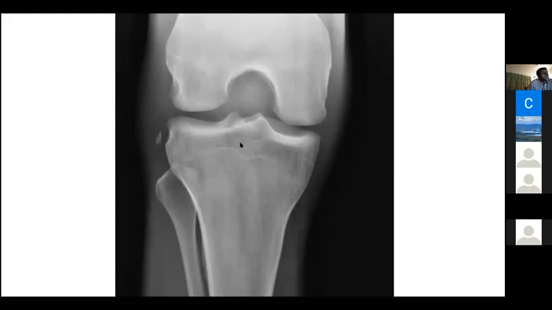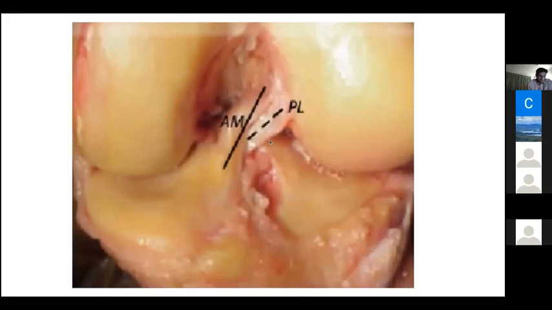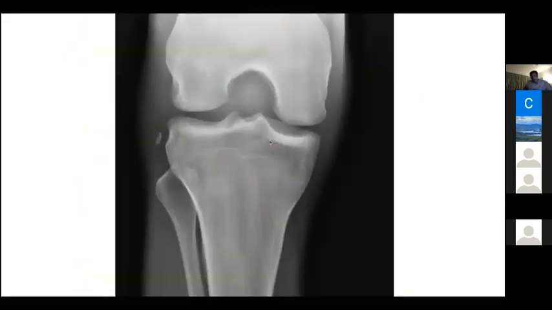Okay, so tell me about the ACL then. Where is the ACL attached? From where to where does it run? Anteromedial to posterolateral, sir. Anteromedial on the tibial plateau and posterolateral on the medial surface of the lateral femoral condyle. How many bundles? What are the different bundles of the ACL? Anteromedial and posterolateral bundles, sir.